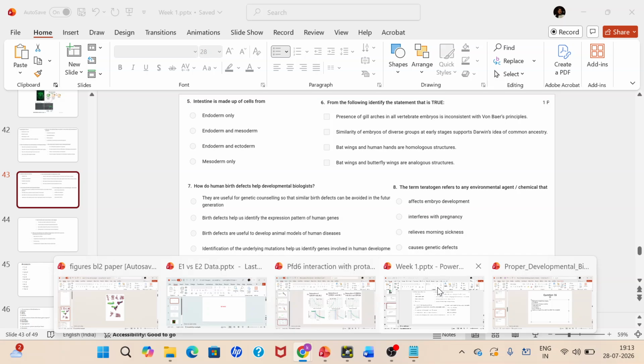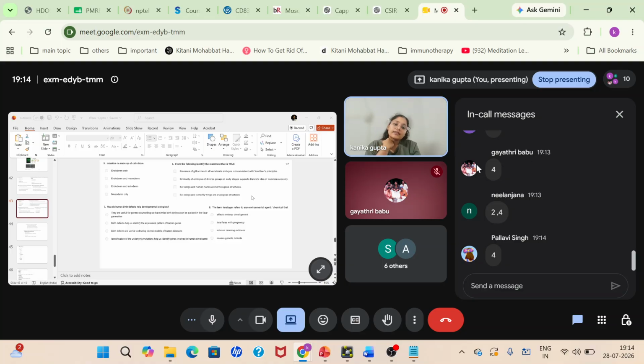Okay, so the answer to question number 7 is identification of underlying mutations helps us identify genes involved in human development. Nilanjana, option 2 cannot be correct: birth defects help us identify the expression pattern of human genes. This is not the case. This is not telling us the expression patterns. This is not something which is getting affected at the protein level. It is getting affected at the developmental level only.